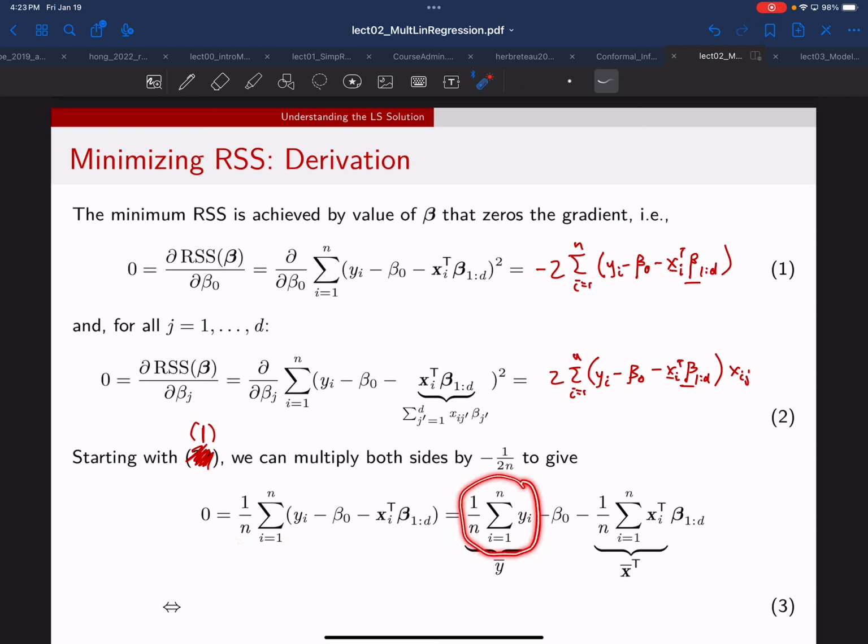We have an average of the yi's. We know that that's y bar. We have the average of this minus beta 0, but since that's constant for all the i's in the average, that just gives us beta 0, minus beta 0. And then we have the average of this. Here, if you want, you can think of putting parentheses here because this beta term is not dependent on i, so we can think about it as outside the average. And if we do this average, we just get x bar, and then this is going to be a transposed version.